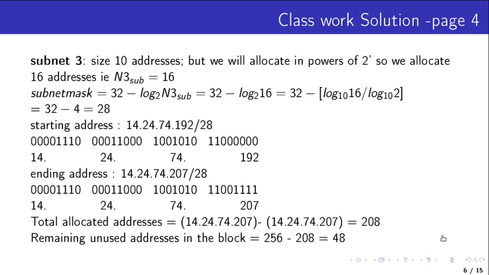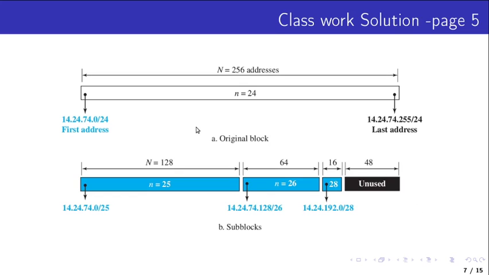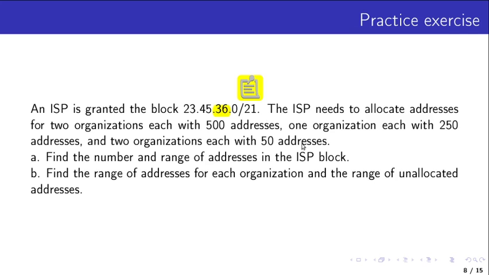So, understood. Then let's do one more. So this is your address space. Your total block is 256 addresses, and I have divided it into 128, then 64, 16, and then 48 unused. This is what you will draw in your exam as well. You should know what is being allocated. So the subnetting concept is clear, I hope. We'll just do a practice exercise.